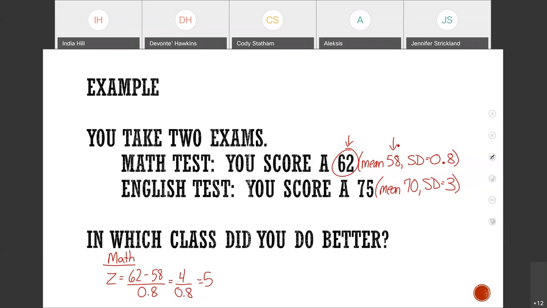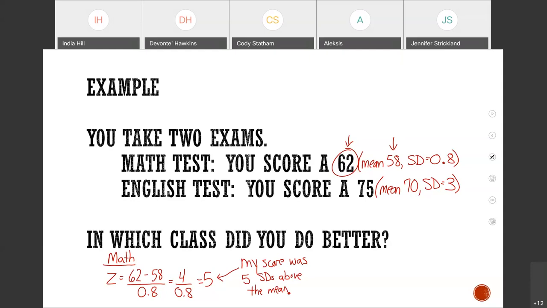Okay, but if you come up with a negative Z-score, it means that you're below the mean. So I know that because it's positive, I'm above the mean. And then the number tells me how many standard deviations. So this means that my score was 5 standard deviations, I'm just going to abbreviate standard deviations, above the mean. Which really is pretty good. I mean, to be 5 standard deviations above the average is pretty high.